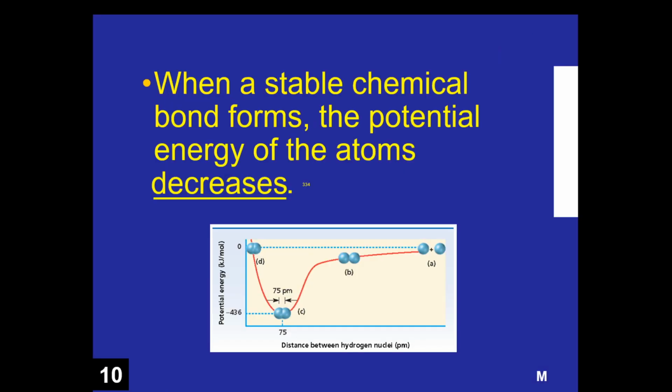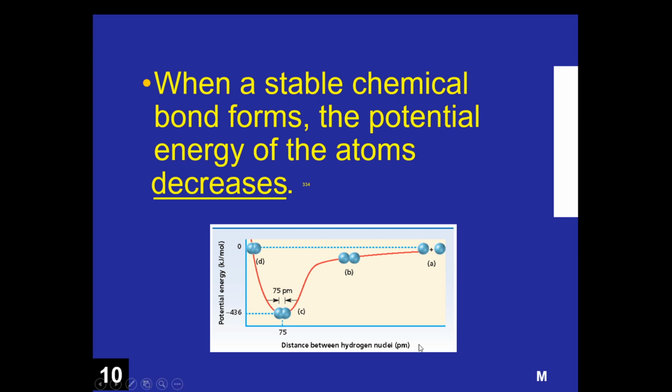Okay, so when a stable chemical bond forms, the potential energy of the atoms decreases. So here, this graph depicts the potential energy on the y-axis. On the x-axis is the distance between the nuclei. So for A, you can see the atoms are pretty far apart. They're so far apart, in fact, that there's no potential energy of attraction between them. As we get closer to the y-axis in section B, you can see the atoms are closer together, and now there is an attraction between the 2 atoms that are pulling them together.